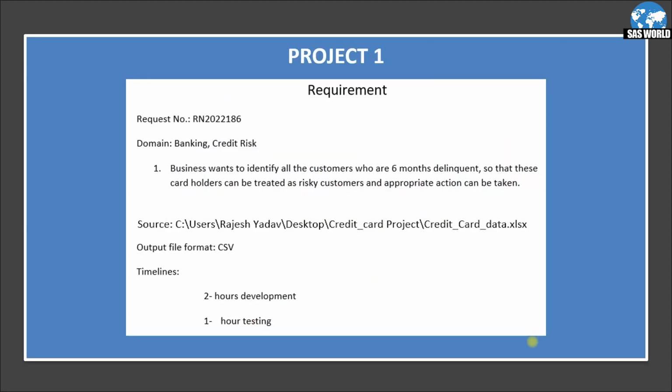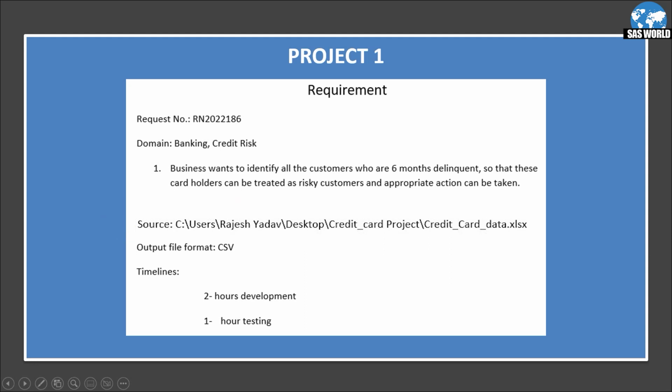Alright guys, so this is the project we are going to solve. This requirement is exactly the same when we do the real development. Okay, so that is the request number. Then domain, it's in banking domain or credit risk section. What is the requirement? Requirements are business wants to identify all customers who are 6 months delinquent. Delinquent means did not make a credit card payment, so that these card holders can be treated as risky customers and appropriate action can be taken. So we need to identify all the customers or card holders who did not make a payment in last 6 months. Make sense? All right.